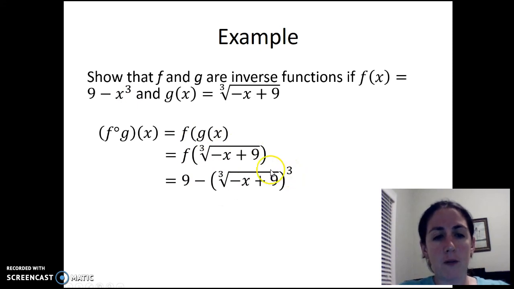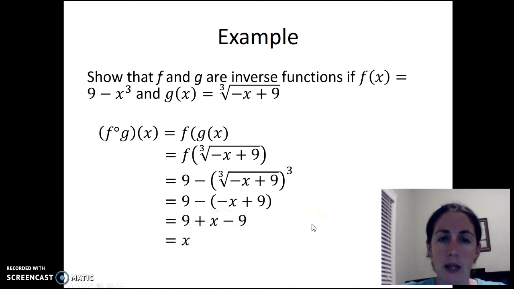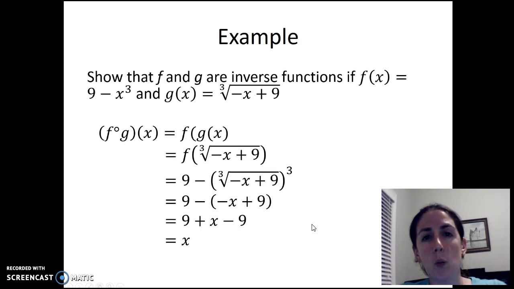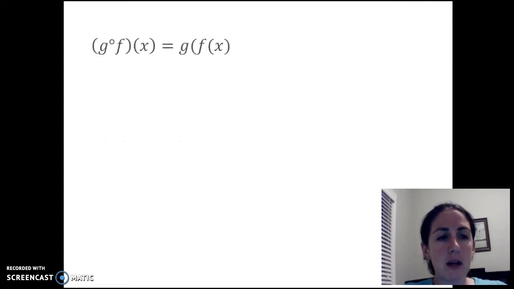Now go through your order of operations. The cube root and the cube are going to cancel. Keeping it in parentheses because I'm subtracting this entire thing, I'm going to need to distribute. Subtract the negative becomes a positive, minus 9. Then the 9 and the minus 9 will cancel, and notice we're left with x. So we were able to prove it one way. We still need to prove it the other way. So we still need to prove that g composed with f of x does give us x.